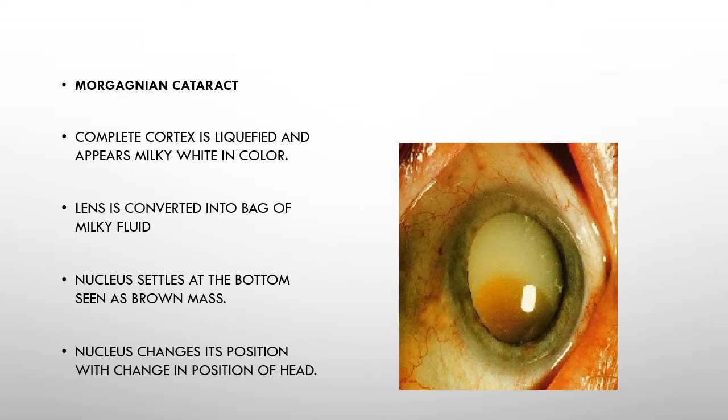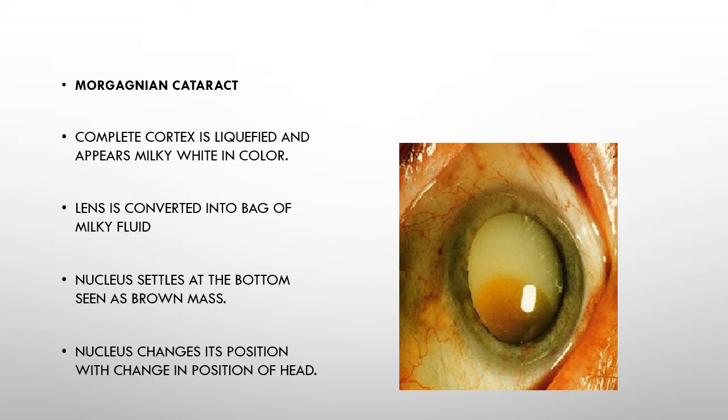The first type of the hypermature cataract, which is Morganian cataract, here the complete cortex is liquefied and appears milky white in color. The lens is converted into bag of milky fluid. The nucleus, which is relatively harder than the cortical part, it settles at the bottom of the capsular bag, which is seen as brown mass.